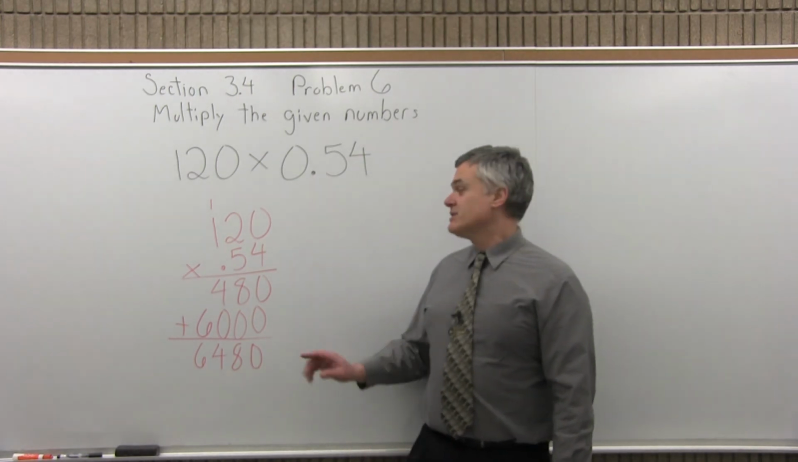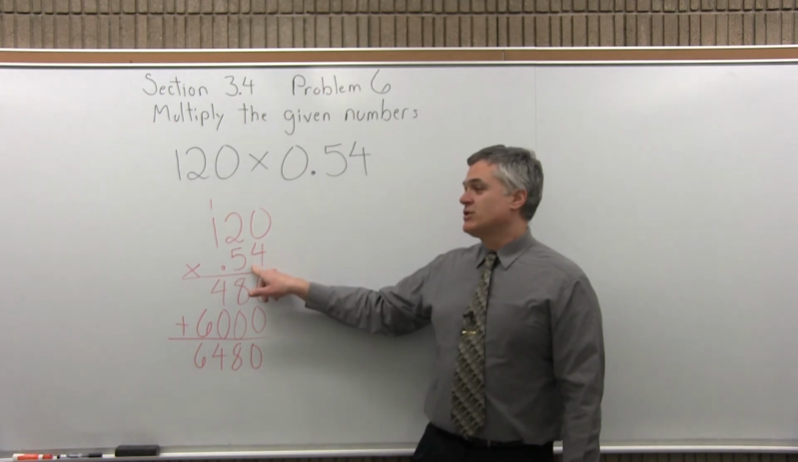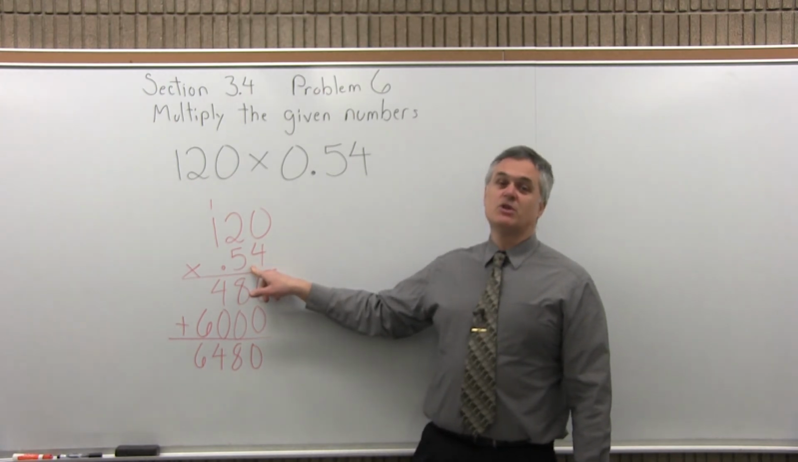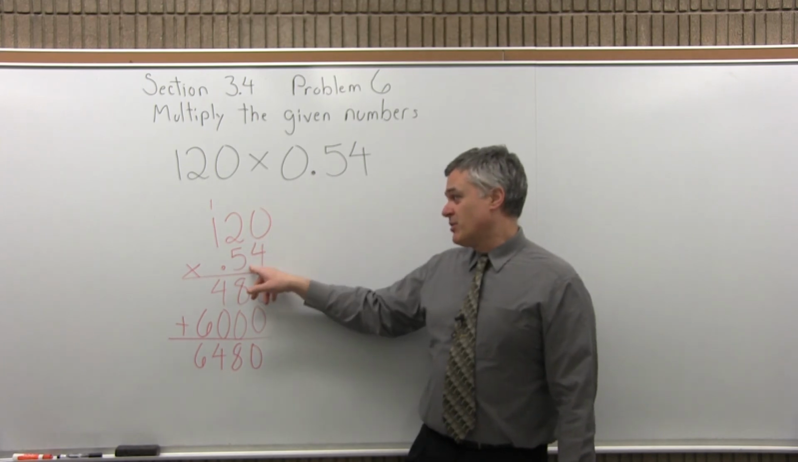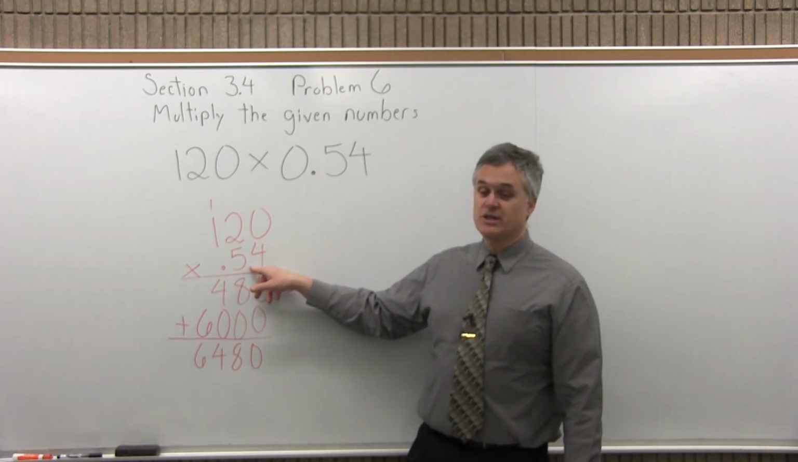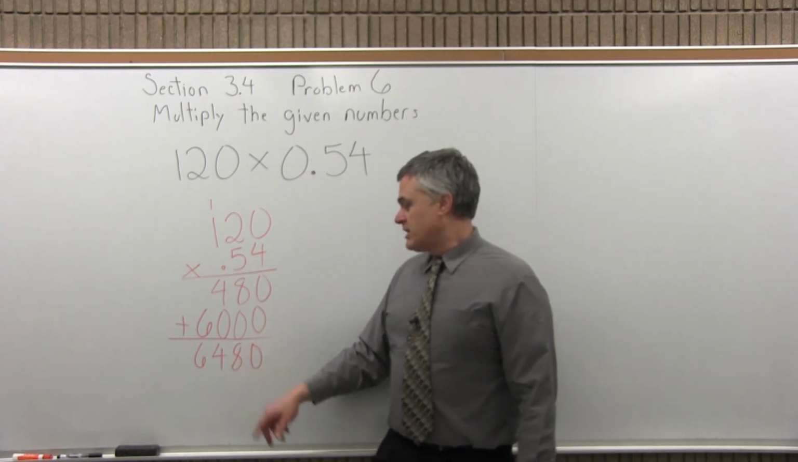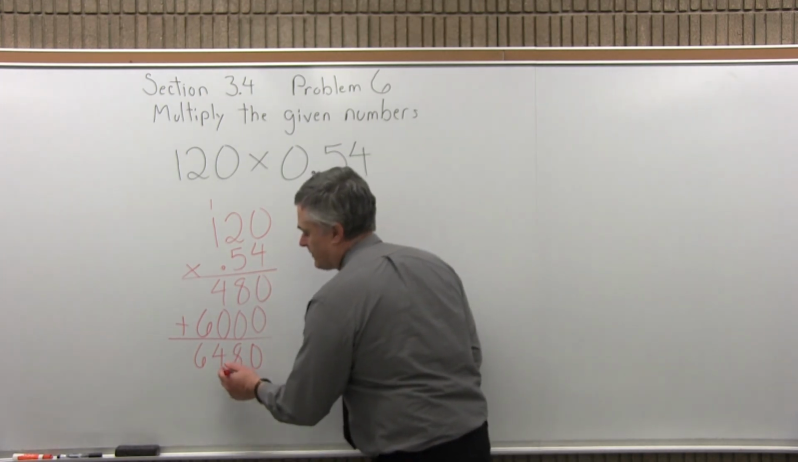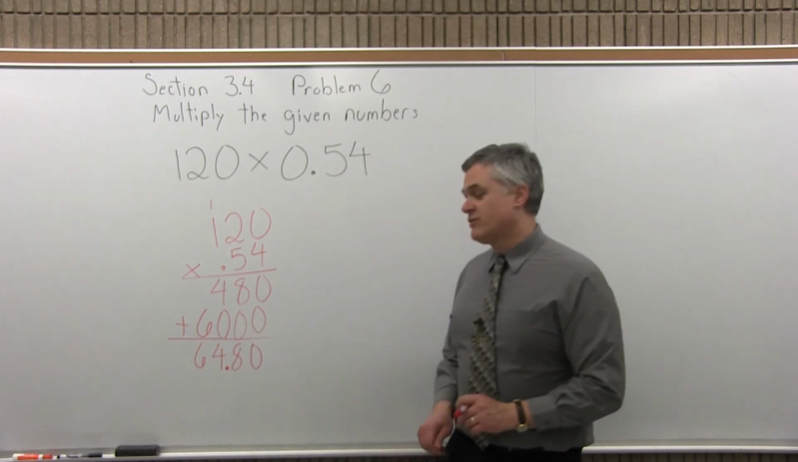But that's really not the answer because I have to put the decimal back. So now go back to the question, count the total number of digits after the decimal in your question. So 120 didn't have any place after the decimal. The 0.54, though, I have 2 places altogether after the decimal. So go to my answer and put 2 places after the decimal. So for 2 places after the decimal would be positioned between the 4 and the 8.